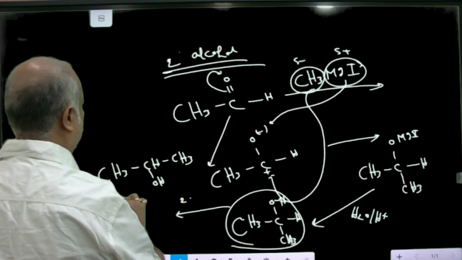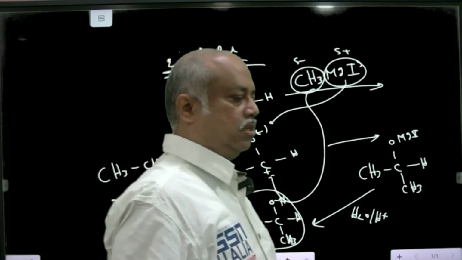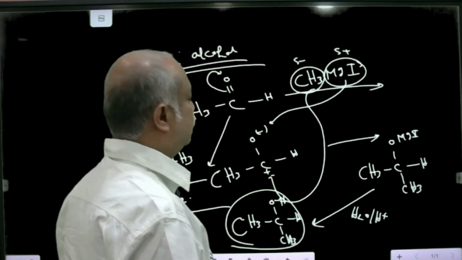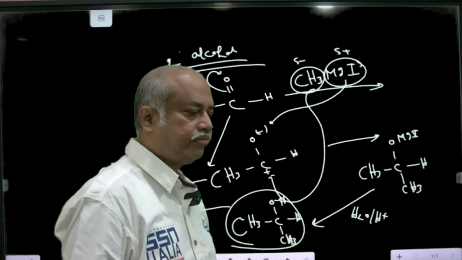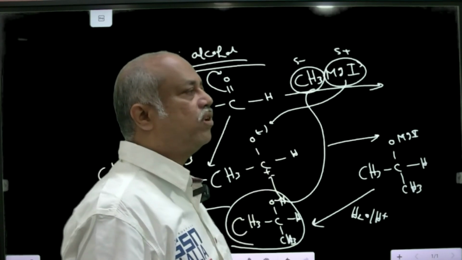Propan-2-ol is the product. This is the synthesis of a 2-degree alcohol.